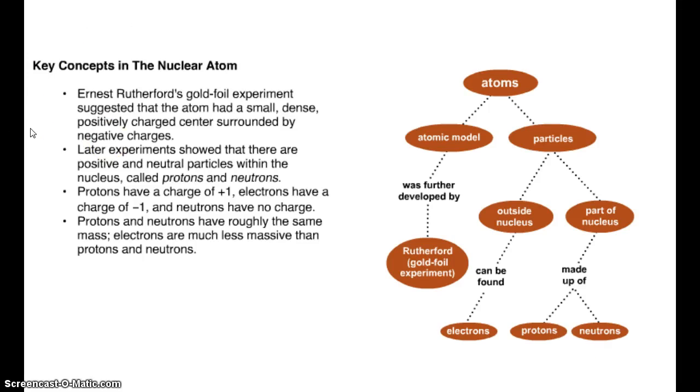Ernest Rutherford's gold foil experiment suggested that the atom had a small, dense, positively charged center surrounded by negative charges. Later experiments showed that there are positive and neutral particles within the nucleus called protons and neutrons. Protons have a charge of +1, electrons have a charge of -1, and neutrons have no charge. Protons and neutrons have roughly the same mass, which we call 1 AMU, or 1 atomic mass unit. Electrons are much less massive than protons and neutrons, so we ignore them when we're doing the mass of the atom.